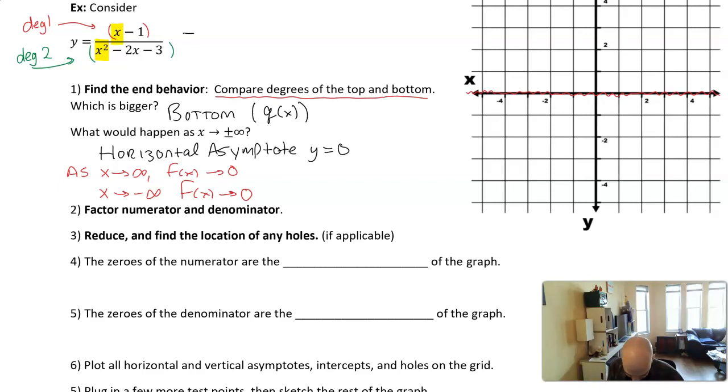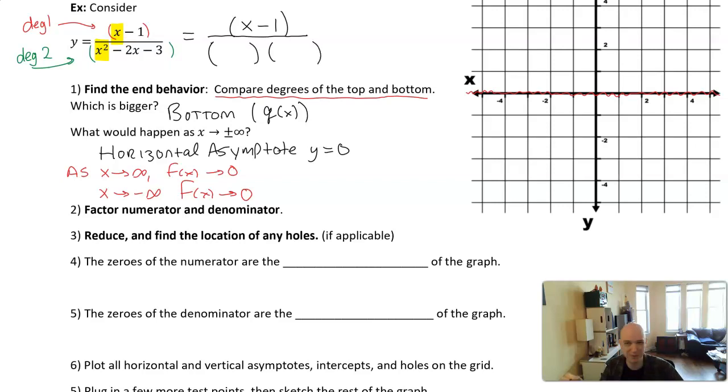So I'm going to go back up here and just write the factored form up here. The top, x minus 1, doesn't factor. All I'll do is keep that in parentheses to avoid any weird canceling mistakes. x squared minus 2x minus 3, that's a quadratic.